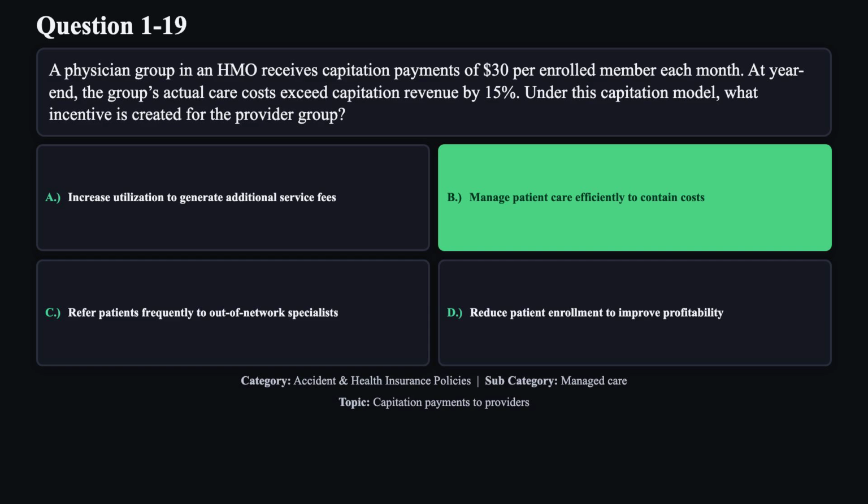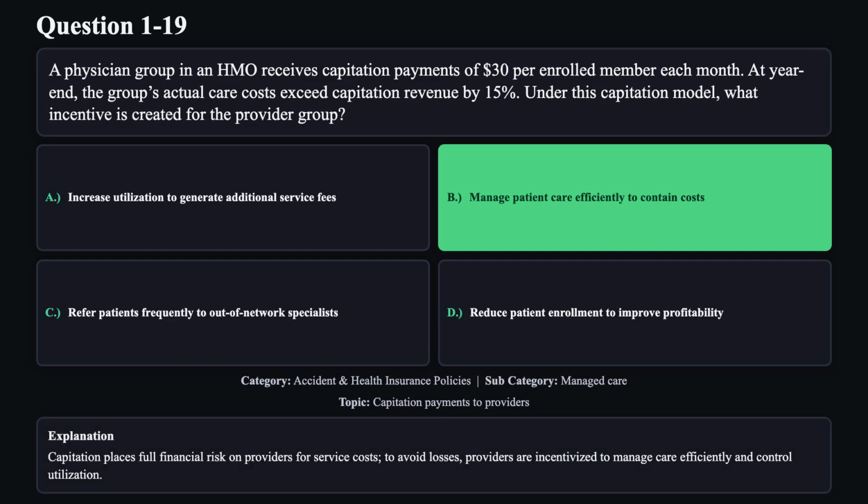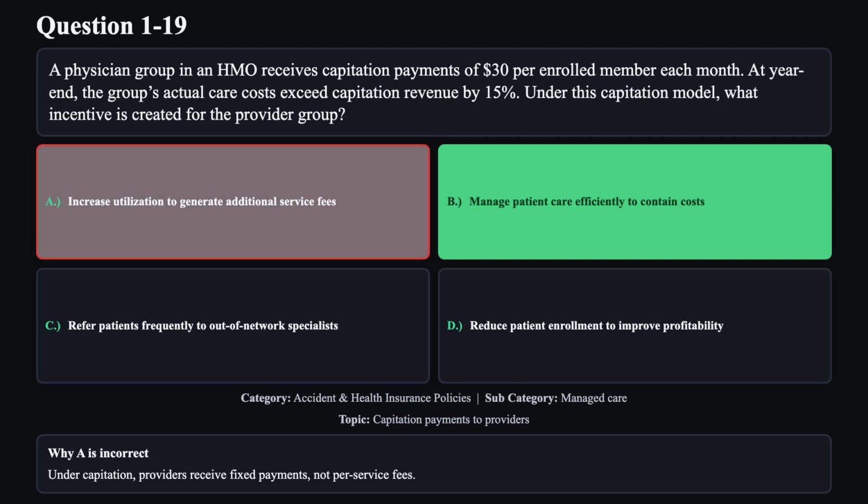The correct answer is B. Capitation places full financial risk on providers for service costs. To avoid losses, providers are incentivized to manage care efficiently and control utilization. Reason A is not correct. Under capitation, providers receive fixed payments, not per service fees.